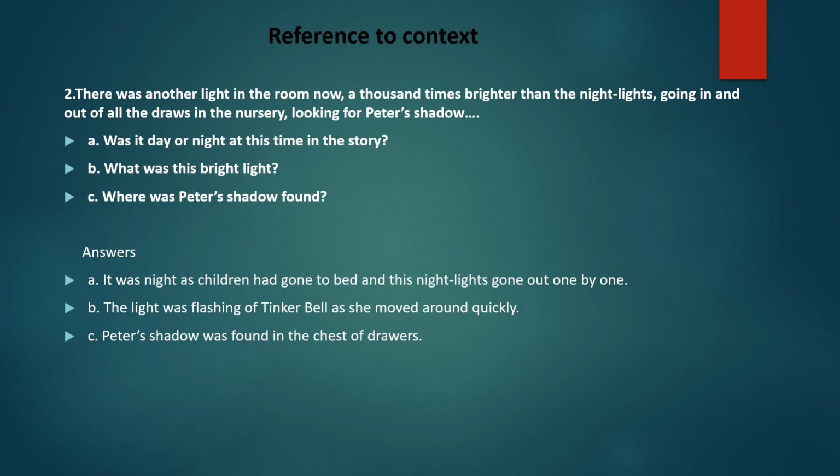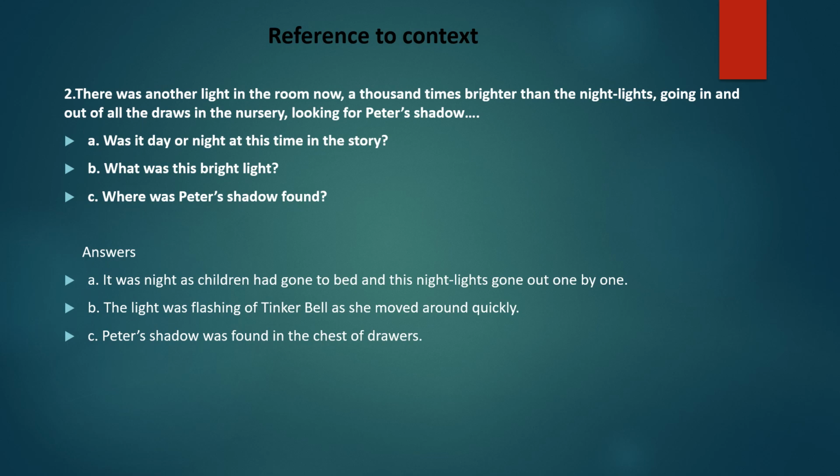Now children, our next exercise is reference to context. In this exercise, we are having question answers. See, first the lines are given here. There was another light in the room now, 1,000 times brighter than the night lights, going in and out of all the drawers in the nursery, looking for Peter's shadow. So children, in these lines, the poet is telling there was another light which was brighter than the ordinary light.